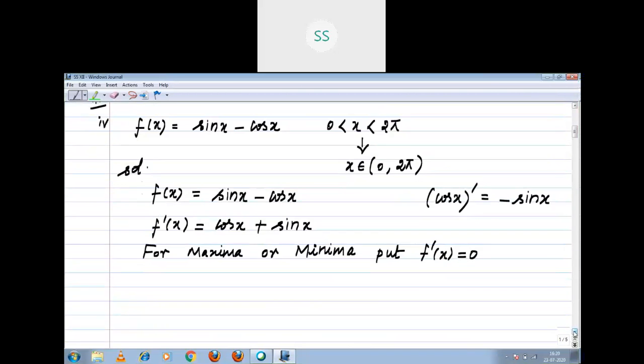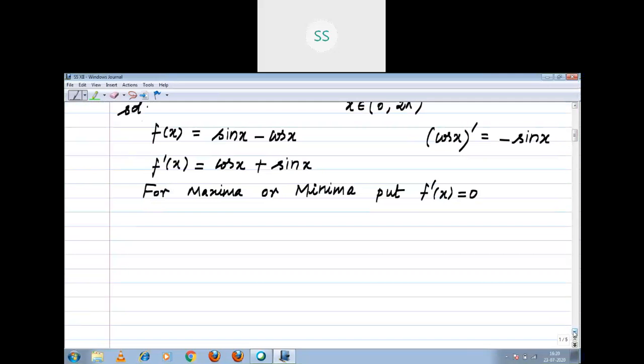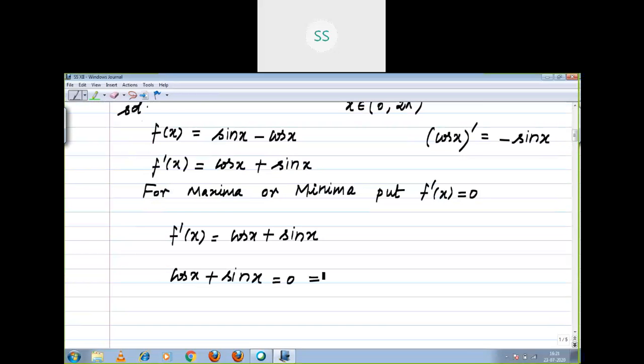Next, when you equate with 0, what can you get? You see here, f dash of x equal to cos x plus sin x. That you are going to equate with 0. Cos x plus sin x equal to 0, which implies cos x equal to minus sin x, right? Which implies 1 equal to minus tan x.